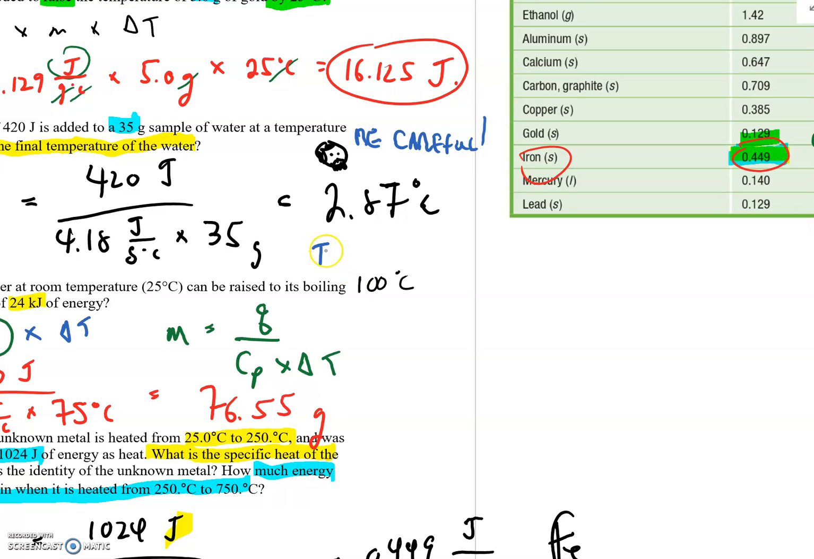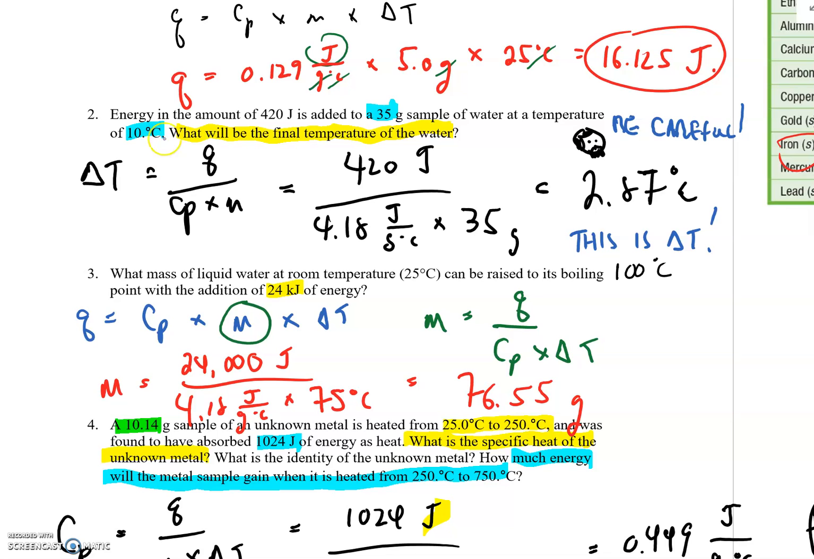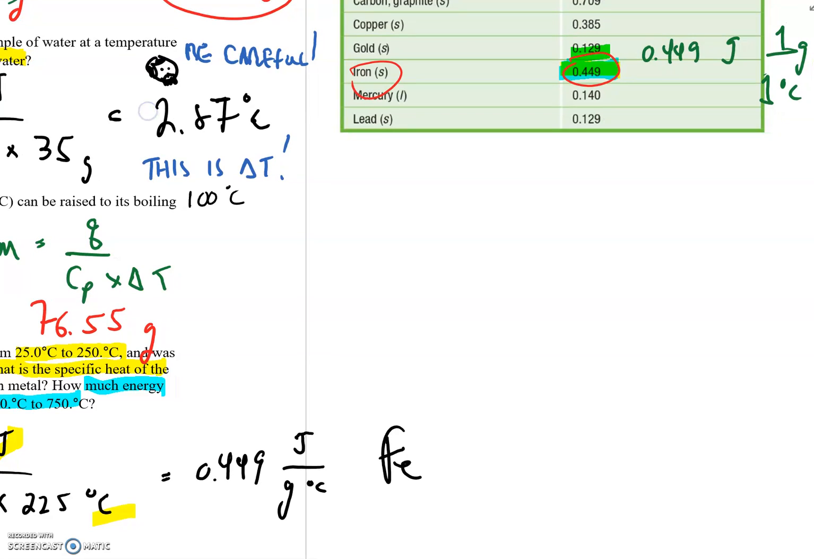Why? Because this is the delta T. We want the final T. So we're simply going to add that delta T to our original temperature, right? 10 degrees Celsius. And if our original was 10 and our delta T 2.87, that means that final temperature is 12.87 degrees Celsius.